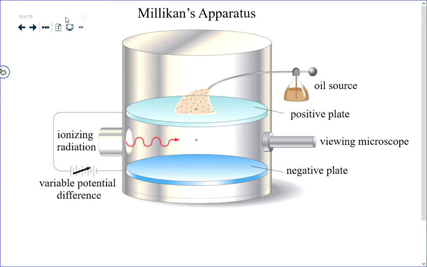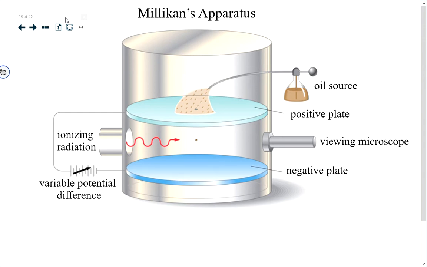When they are falling through the opening, they are blasted with some ionizing radiation. He used X-ray radiation. All that does is it charges the drops. It either removes electrons or it causes electrons to be added to the drops. There's a little viewing microscope that you have to look through to see the drop because the drops are microscopic. You couldn't see them with the naked eye.